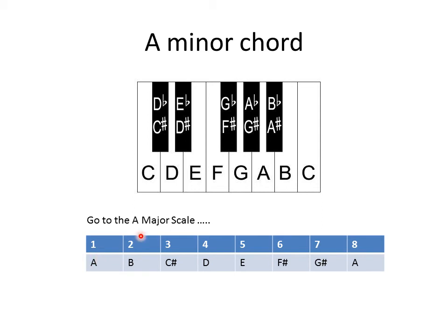Alright, so number 1 is A. We're going to go a whole step up to B. Another whole step up to C sharp, which should be right here, but I'm going to move it on over here. So that's number 3. Between 3 and 4 is a half step, so that's why I'm going to move it just up to the D. That's number 4. Whole step up to E. Whole step up to F sharp, that's number 6. Whole step up to G sharp, that's number 7. And then a half step up to A.